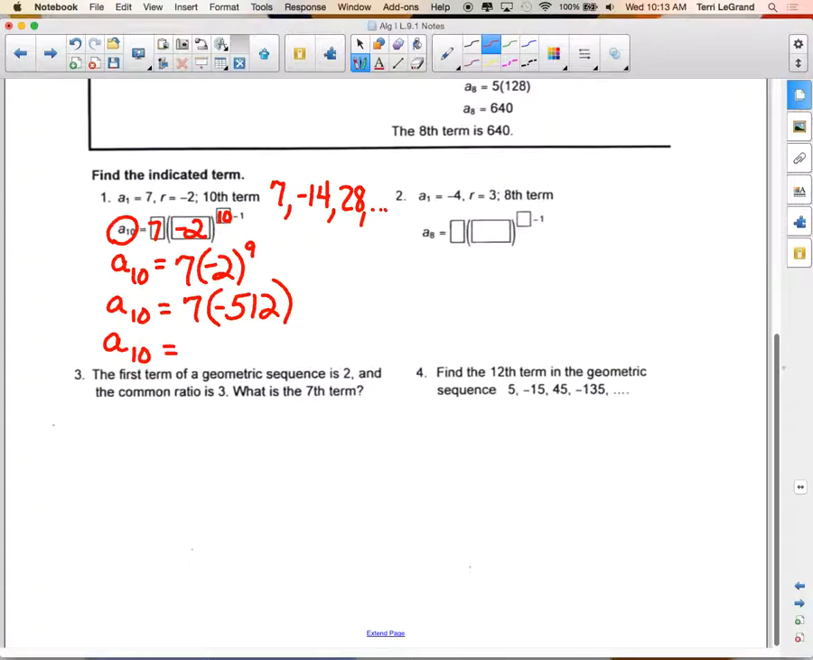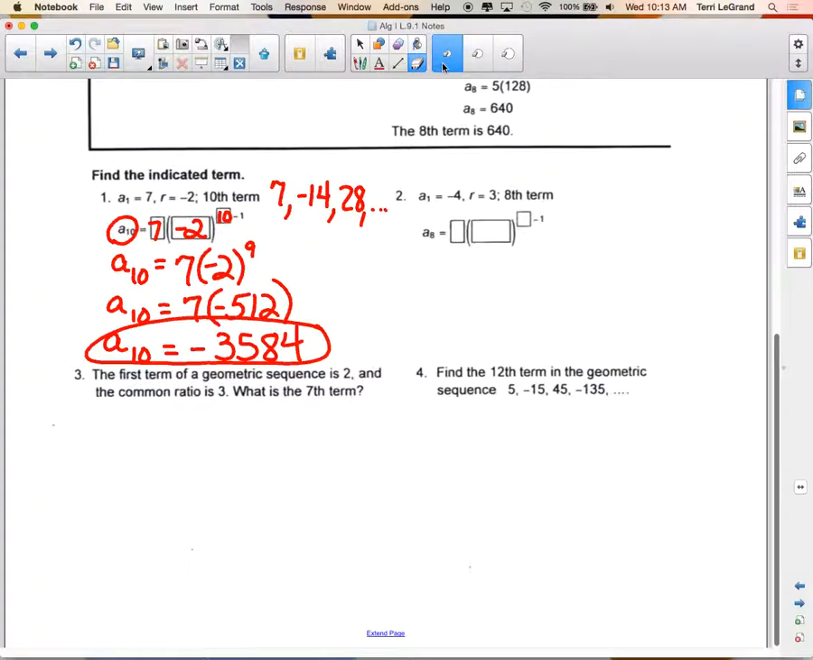Therefore, that first term 7, after it got multiplied by -2 9 times, what would the answer be? Okay, the 10th term is -3,584. Oh, serious question for you. How could we determine if this should be a positive or should be a negative? Make sure that we at least are on track, because isn't this one of those alternating ones? So tell me something about the first term.